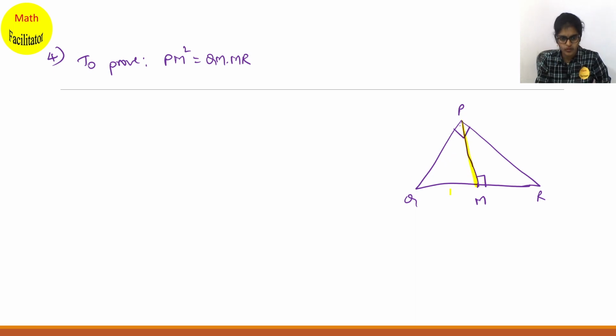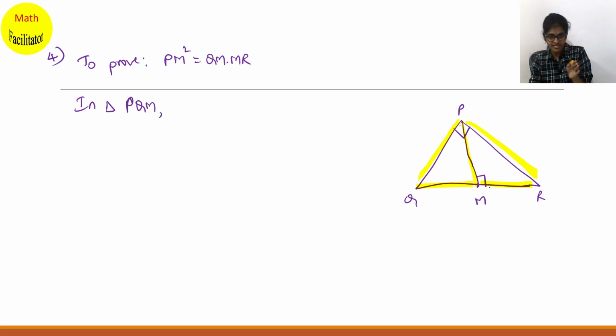PM square equals QM into MR. Which two triangles are we finding here? If I join this, this is one triangle, this is the other triangle. So I'm taking these two triangles. Getting the point? You might be confused, ma'am, why these two triangles? That is the reason I'm drawing first.